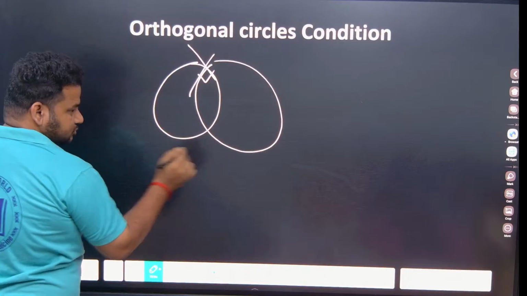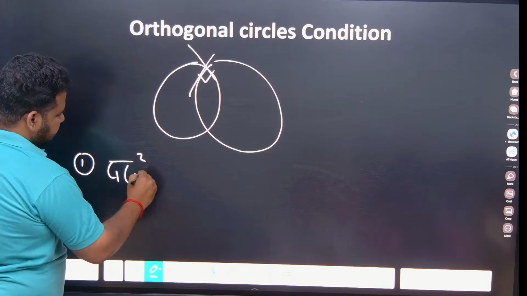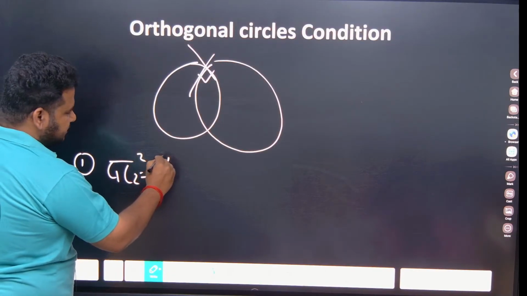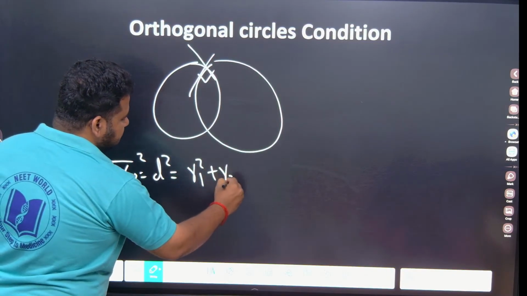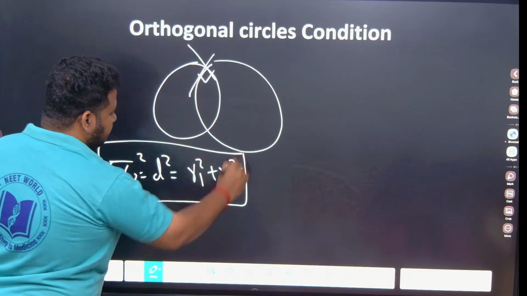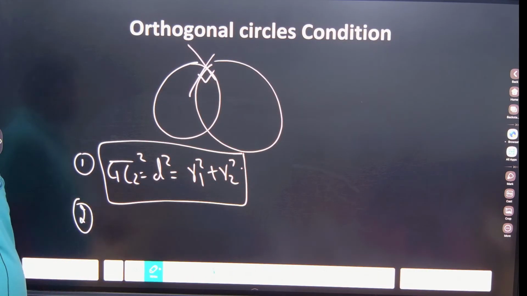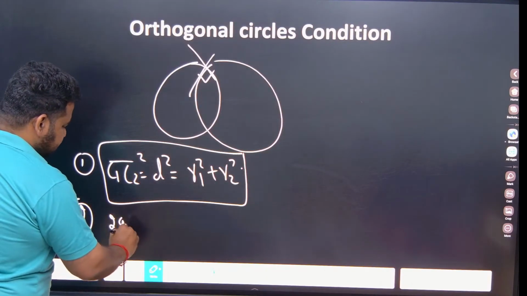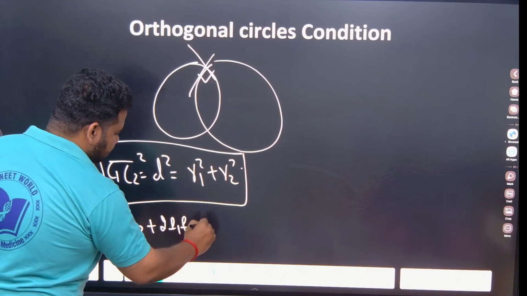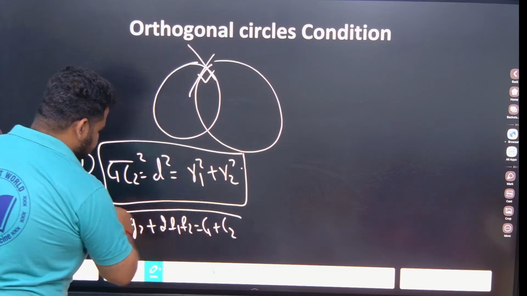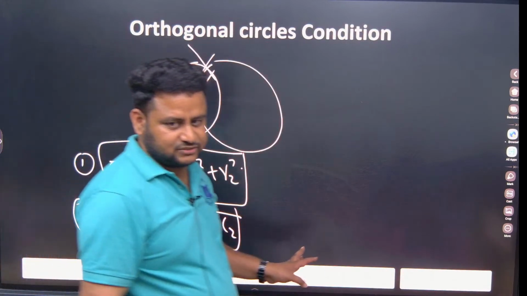So here these 2 conditions are important. C1 C2 whole square, that is nothing but D square. So D square will be equal to R1 square plus R2 square. Another thing, if you write it in the form of the general equation of the circle, 2 G1 G2 plus 2 F1 F2 is equal to C1 plus C2, which you used in board exams, the same formula. Got it? These 2 orthogonality conditions are very important.